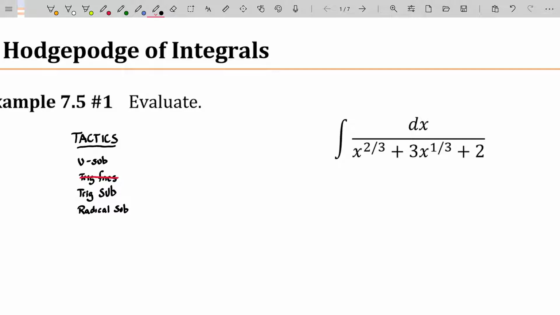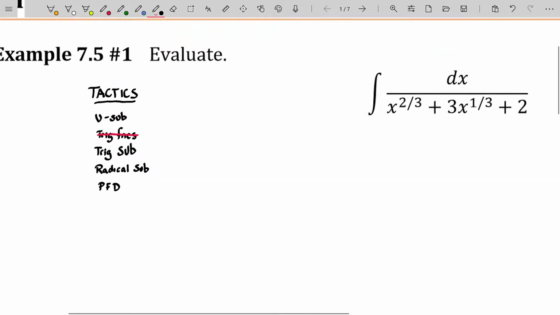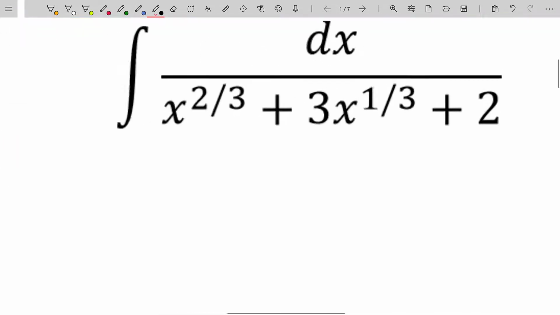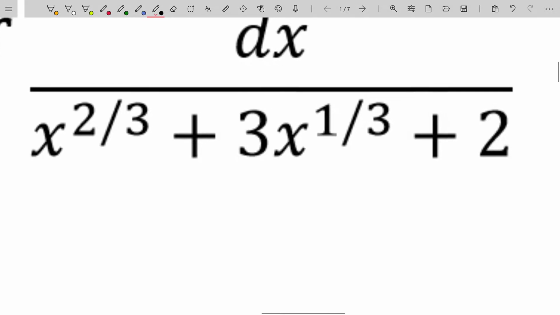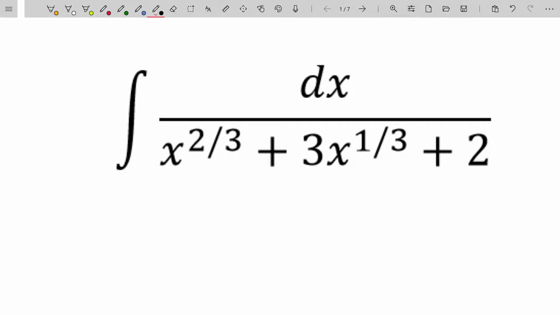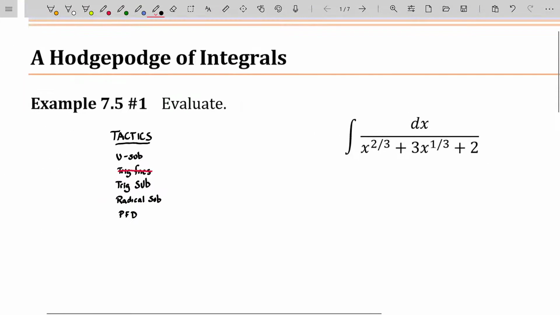The next tactic I'll consider is partial fraction decomposition. I'm not going to cross that out because I can easily see that this is very quadratic in nature. And if a U substitution leads to a factorable denominator, then I know it's probably going to be some sort of partial fraction decomposition. So I'm not going to cross it out. However, I do know that it's not initially a partial fraction decomposition. I'm just going to leave that in that list just in case.